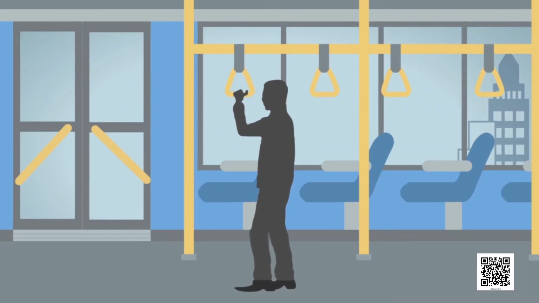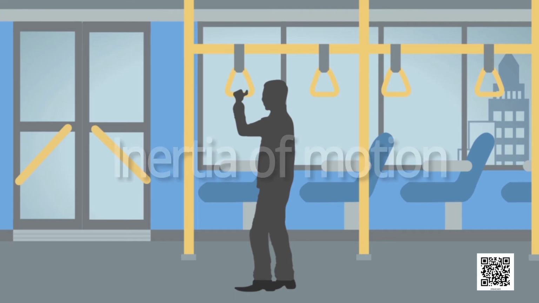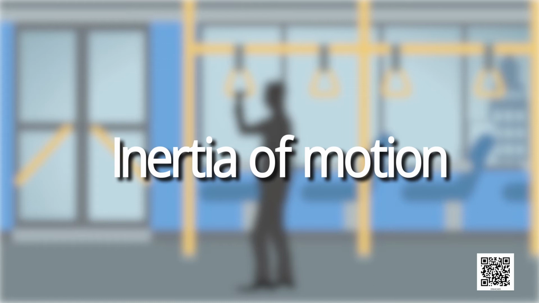In the same way, when the driver applies a sudden brake to stop the bus, the lower part of the body comes to rest, whereas the upper part of the body tries to stay in the state of motion, and we fall in the forward direction due to inertia. This tendency of the body to stay in the state of motion is called inertia of motion. This is why Newton's first law is also called the law of inertia.